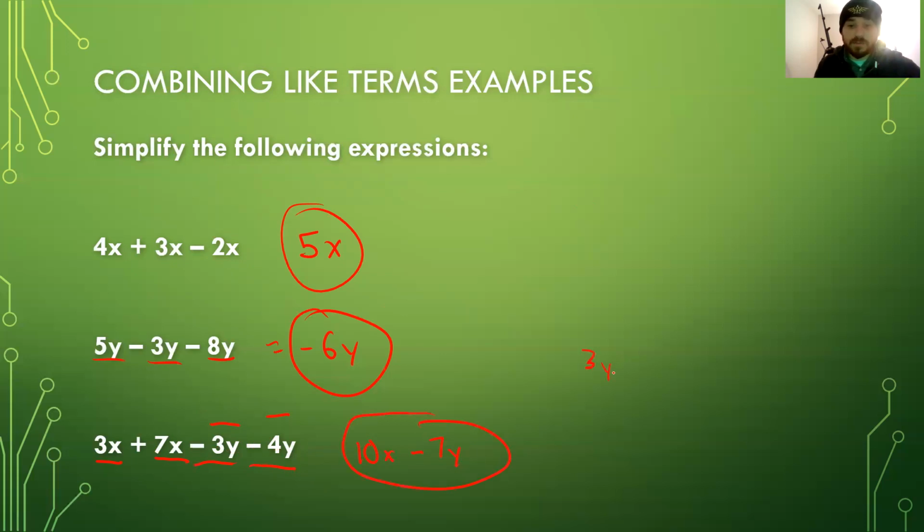You might be tempted to say, okay, well, I have 3y minus 4y. That's equal to negative 1y. So there we go, I'm done. But that does not work. You need to make sure you pay attention to the symbol in front of each one.